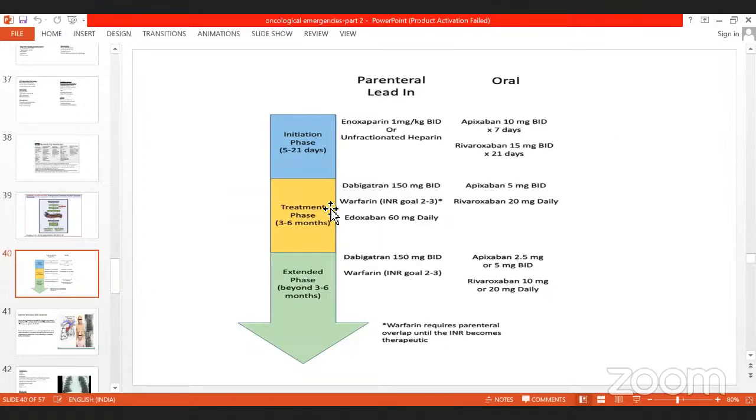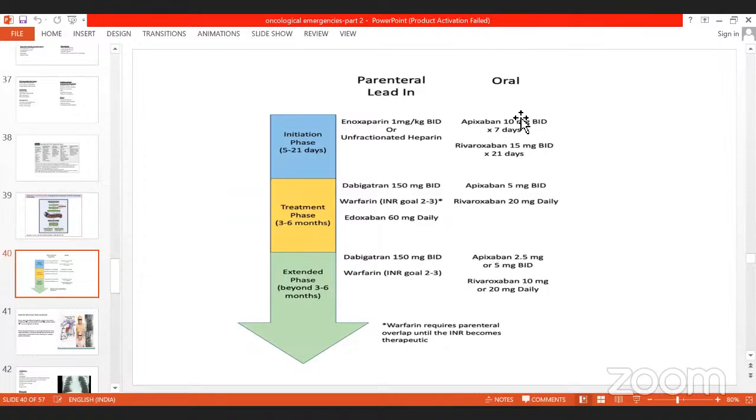In the treatment phase, that is the 3 to 6 months phase, we either give dabigatran 150 mg twice daily, or we can change to apixaban 5 mg twice daily or rivaroxaban 20 mg daily. This is up to 6 months for the treatment phase. And in the extended phase, that is beyond 3 to 6 months, we go with either apixaban or rivaroxaban, that is rivaroxaban 10 mg or 20 mg daily, and apixaban 2.5 mg or 5 mg twice daily.